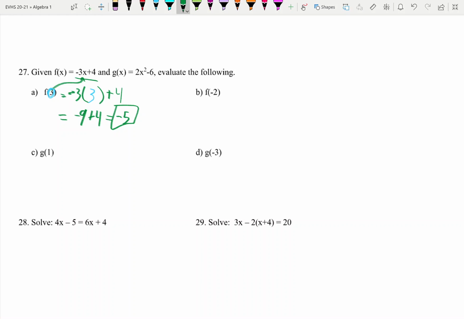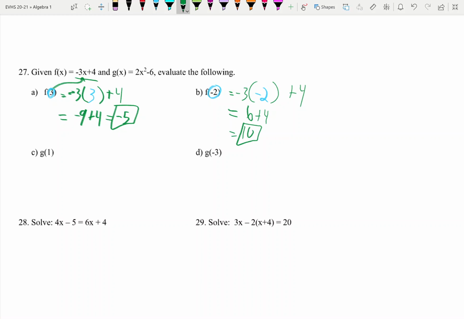Okay, f of -2, exact same idea. That equals -3 parentheses plus 4. And in the parentheses, we are going to put this -2. Well, let's simplify that down. -3 times -2 is +6 plus 4, which is +10.